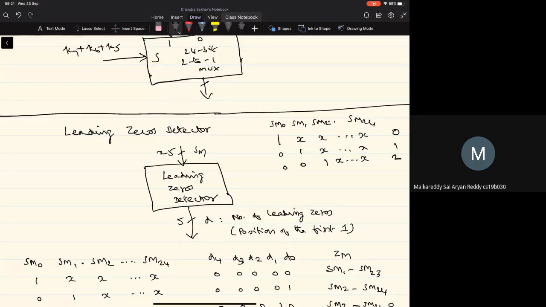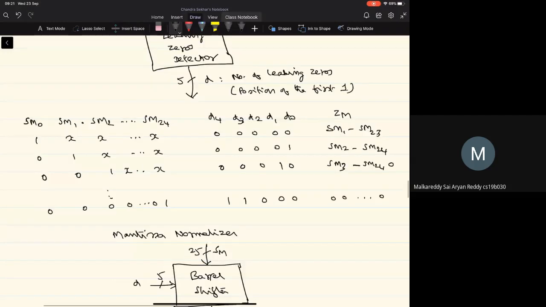Again, I'm giving the truth table here for the first few rows. If it's 1 followed by all x, then the D value will be all zeros, because that is the position 0. If it is 0, 1 followed by all x, where x means it can take either 0 or 1, it's basically a don't care term. Books use either x or D, but I don't want to use D here because D is already used here. And of course, x is also a bit of the operand, so let's not get confused with that. So here, the D value is 1, given by this bit combination for the bits D4 to D0.